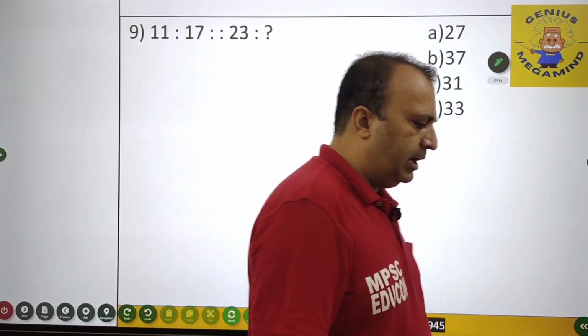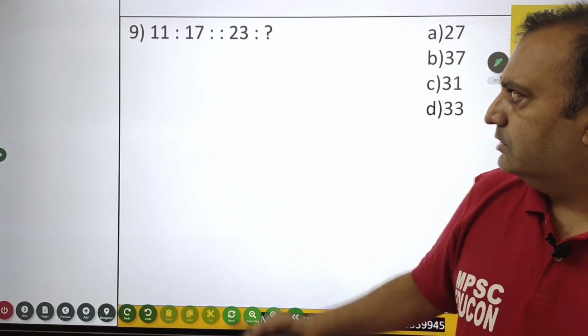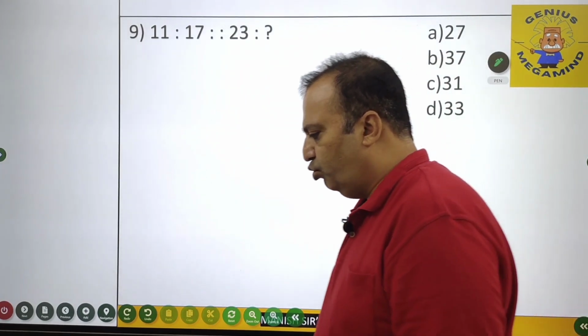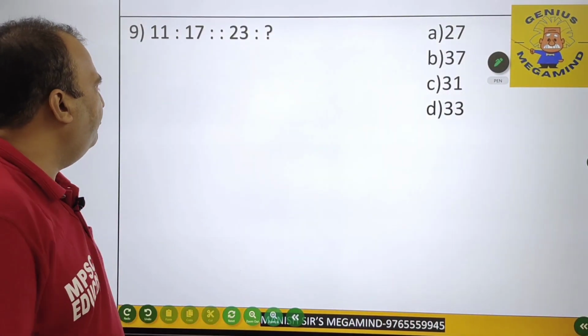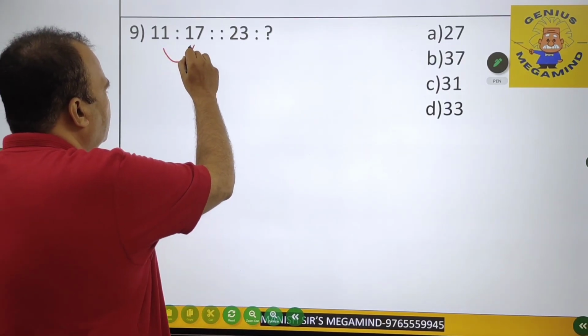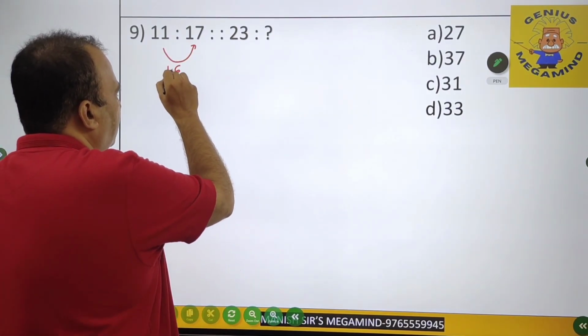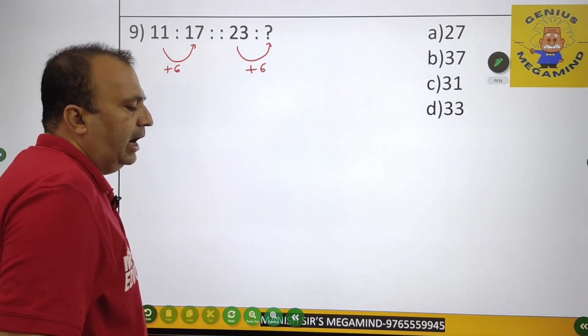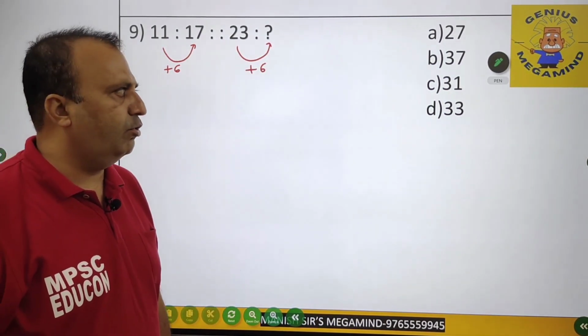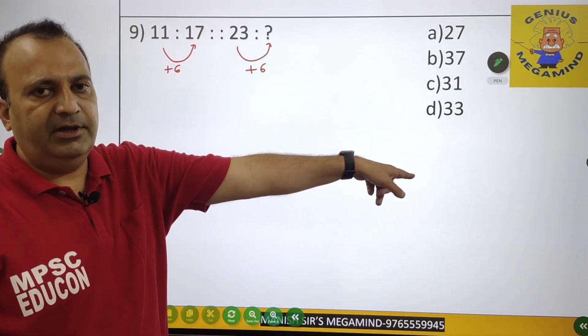Now question number 9. 11 is to 17. So 23 is to what is the question which has been asked. Now some of you might feel that the difference between these two is what? 6, right? It is plus 6. So the difference between these two also will be plus 6. And 23 plus 6, my friends, is 29. Is 29 given in the options?